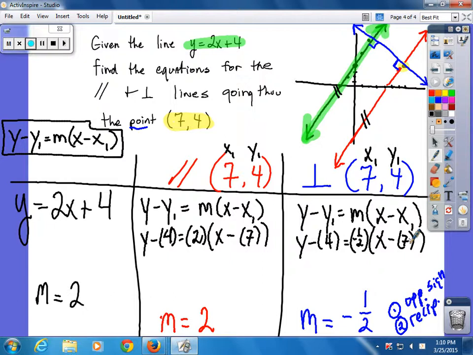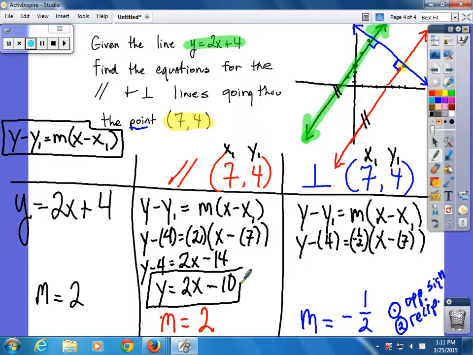And now you just simplify and solve for y. So y minus 4 is equal to 2x minus 14. Y is equal to 2x. What's negative 14 plus 4? And that is the equation for which line? That is the equation for the red line that's parallel. Y is equal to 2x minus 10.